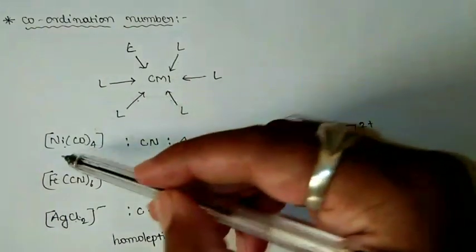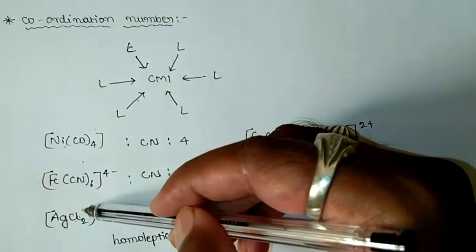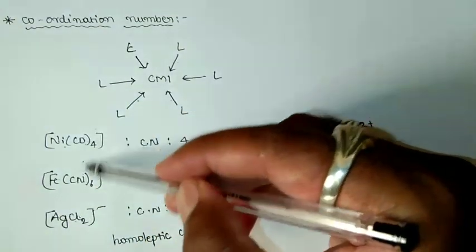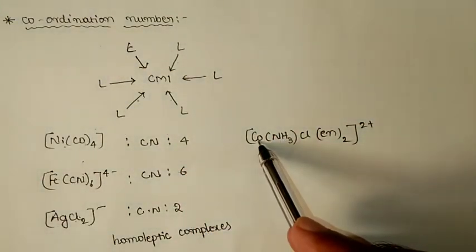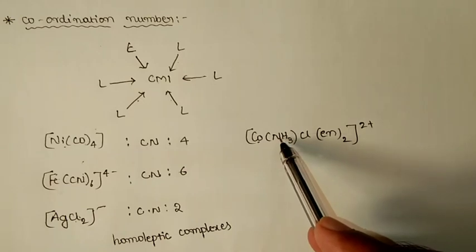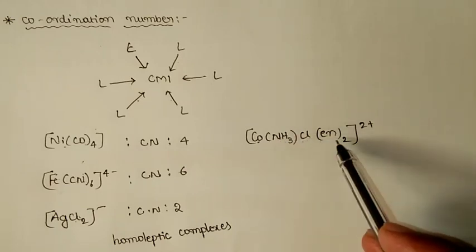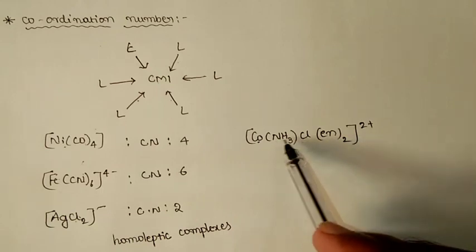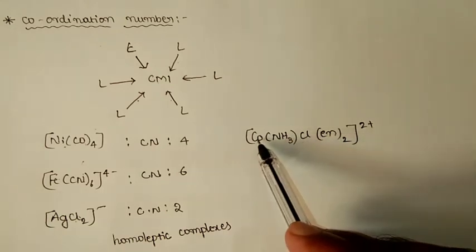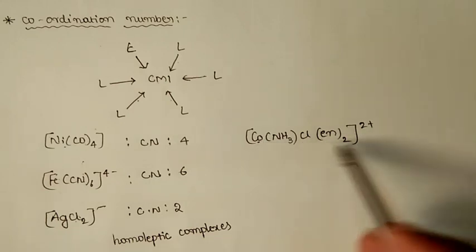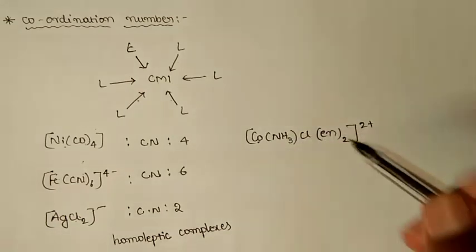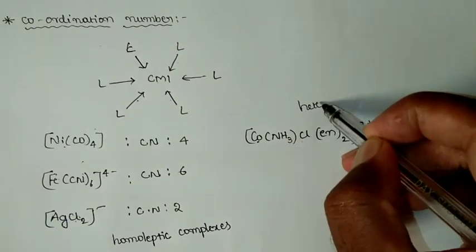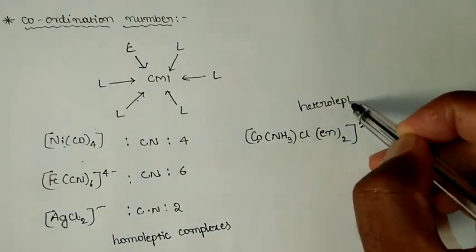Homoleptic complexes, that means in a complex, the central metal ion or central metal atom is bonded with only one type of ligand. And if you consider the central metal ion is cobalt surrounded with or bonded with amine, chloro, as well as ethylene diamine, so more than one type of ligands are there, and they are bonded to the central metal ion cobalt through coordinate bonds. So such complexes wherein the central metal ion is bonded to more than one type of ligands are called heteroleptic complexes.